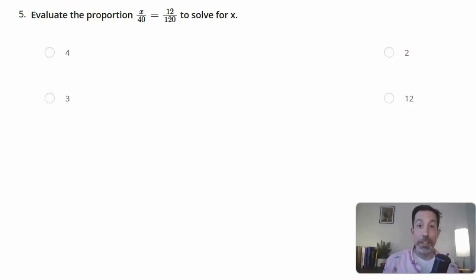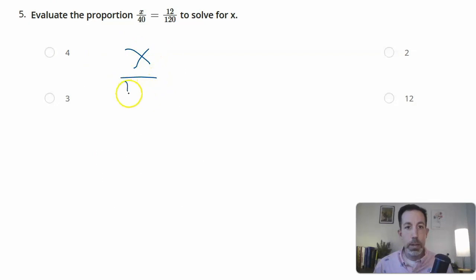All right, let's take a look at this problem. Evaluate the proportion x over 40 equals 12 over 120 to solve for x. So there's a couple different ways to solve this problem. I think the most straightforward is to cross multiply. So let's do that. To begin, let's rewrite the problem down here. So x over 40 equals 12 over 120.